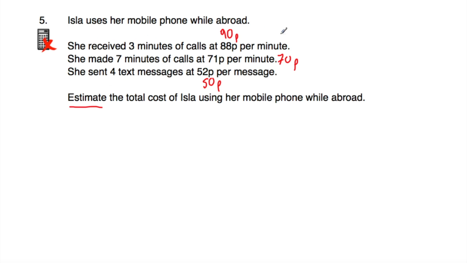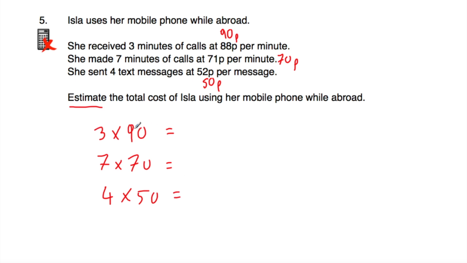So in terms of the calls that she received, 3 minutes of calls, and we've rounded it to be 90p a minute. So let's do 3 multiplied by 90. And she made 7 minutes of calls at 71p a minute, where we round that to be 70p, so it's going to be 7 multiplied by 70p. And then 4 text messages, and we've rounded that to be 50p each. So 4 multiplied by 50. So let's work out each of these and then add them all up to find the total cost.